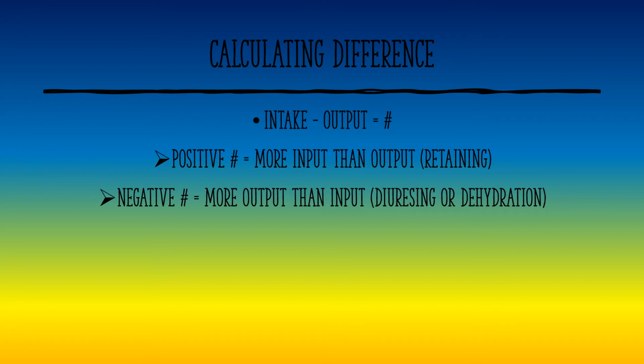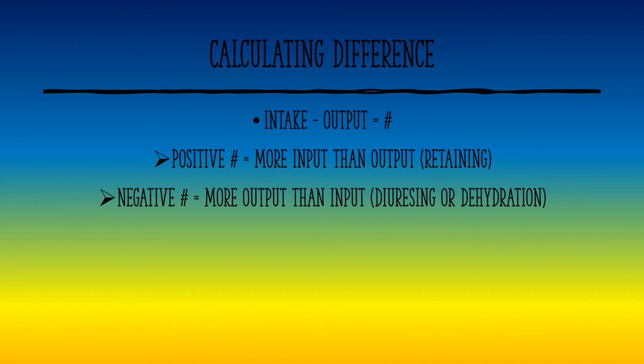If that number is a positive number, then you have more input than output, which means that the body is retaining, that somehow it has not kicked out as much as it's supposed to. So we need to start looking at heart failure, kidney failure, things like that. Why are they retaining that fluid?